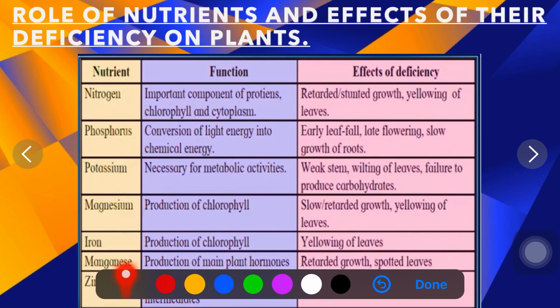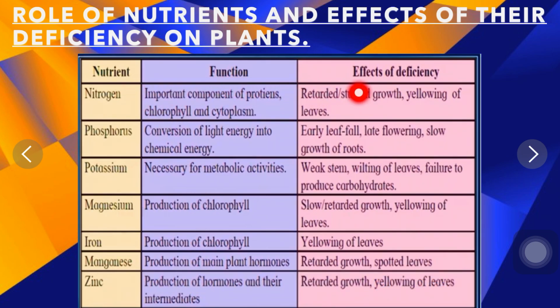Students, now let us see the role of nutrients and the effect of their deficiency on plants. So, the first nutrient is nitrogen. Its function is to be an important component of protein, chlorophyll and cytoplasm. Because of its deficiency, the plant may suffer from retarded, stunted growth, and the leaves can turn yellow, and after some time they can dry and fall off.